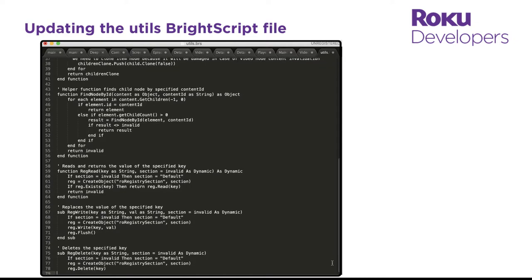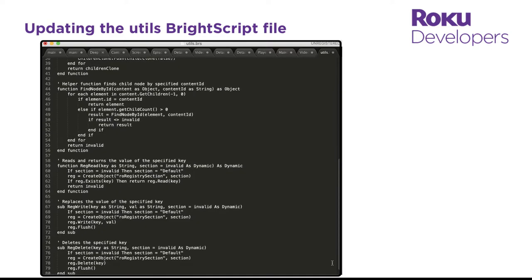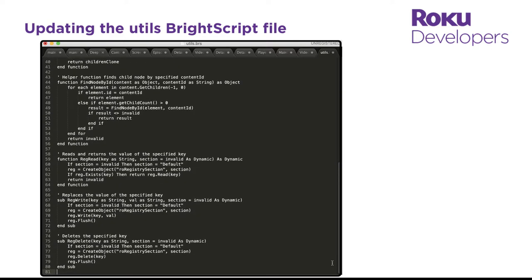This removes the specified key from the specified registry section. And finally, we call the registry section's flush method. Okay, we're done updating the utils BrightScript file, so let's save it.